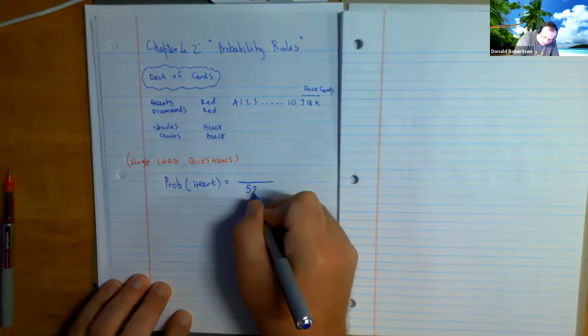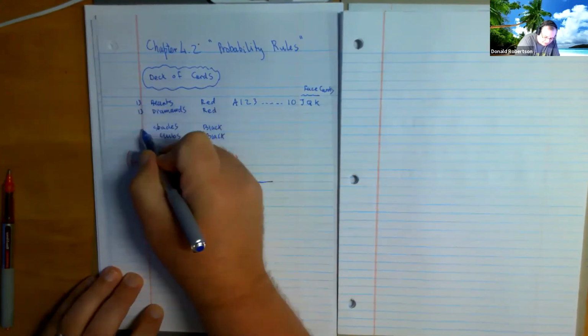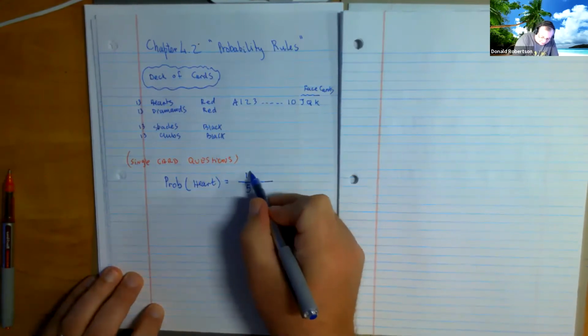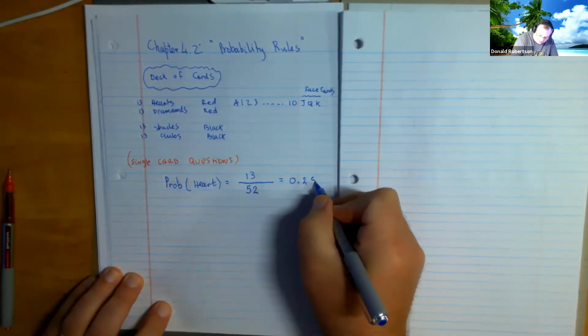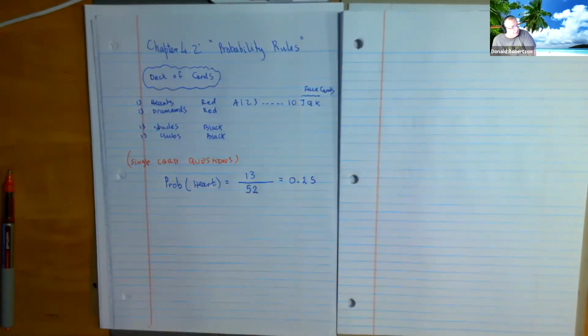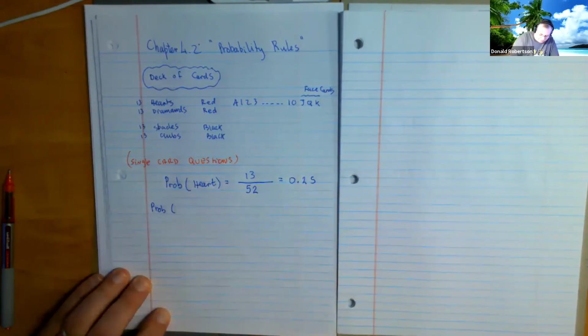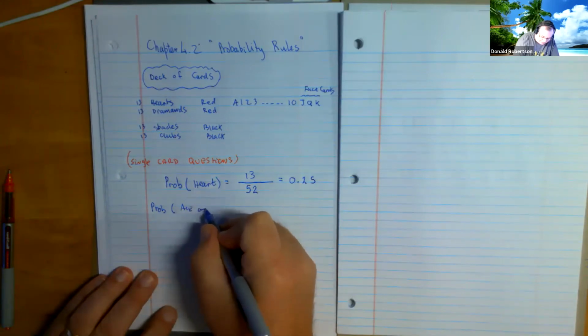We know that in a normal deck of cards, there are 52. There's basically 13 hearts, 13 diamonds, 13 spades, and 13 clubs, right? So there are 52. And 13 of them are hearts. And as a decimal, 25%, 0.25. So that's a single card question. Then you go and you do a question like this. What's the probability that you choose one card again, but this time you choose an ace or a king?